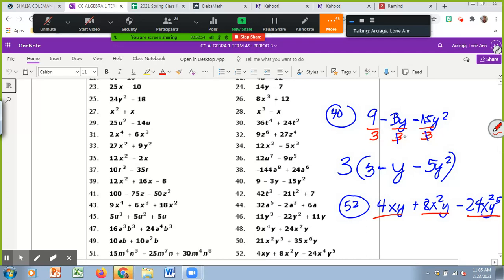No, there's no y at the bottom, honey, so I had to bring it down. Does that make sense? You can only cancel them if there's one on top and one at the bottom. Okay. Going back here. So what can divide 4, 8, and 24?